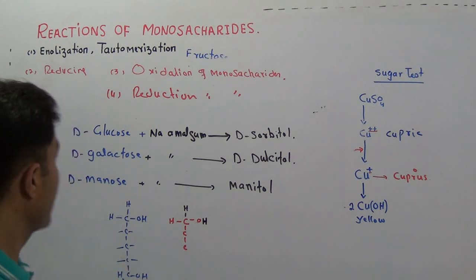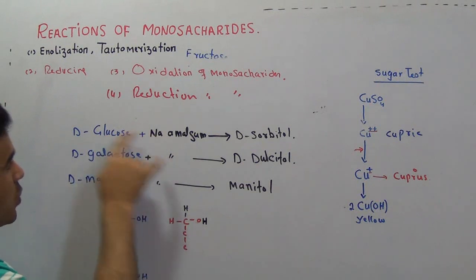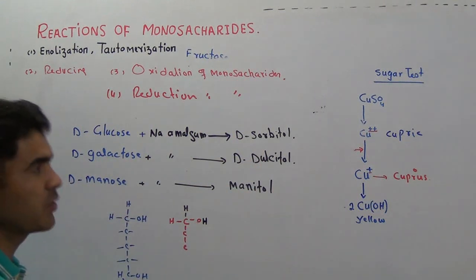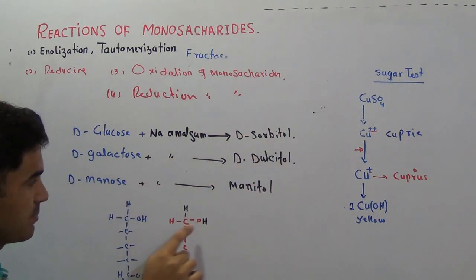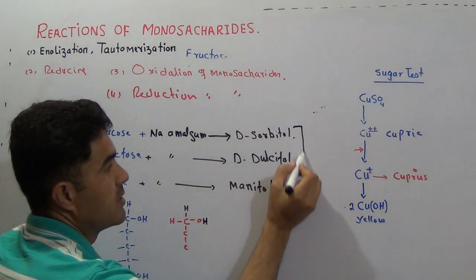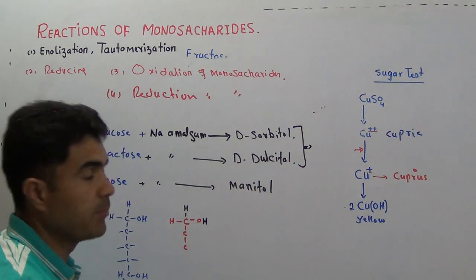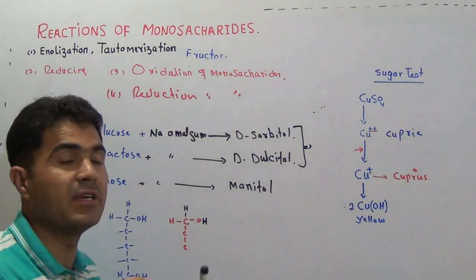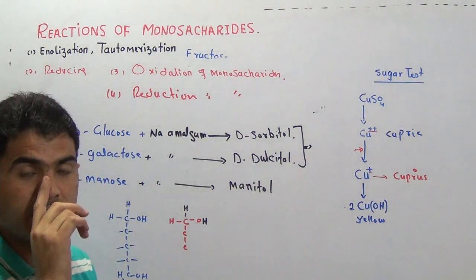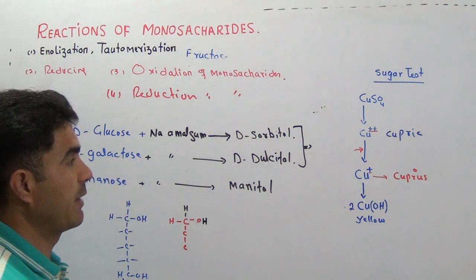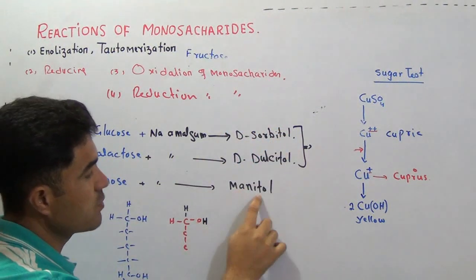So you can reduce glucose. If you reduce glucose it will become D-sorbitol, galactose will become dulcitol. You can write the structure of all these, sorbitol, just make it like this, everything will be the same. Sorbitol and dulcitol are clinically very important because if they accumulate inside your cell, they will damage your cell, cause inflammation, and cause different types of nephropathy. Mannitol is also important.